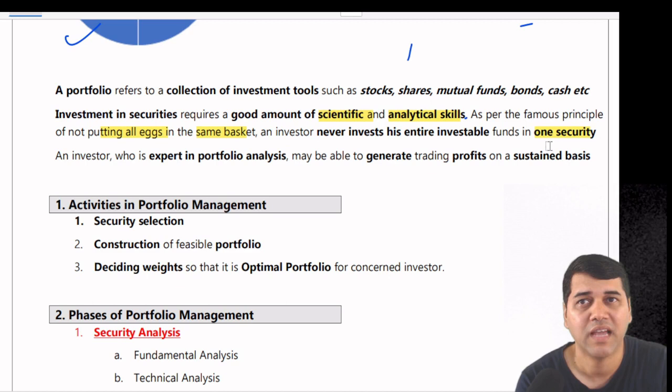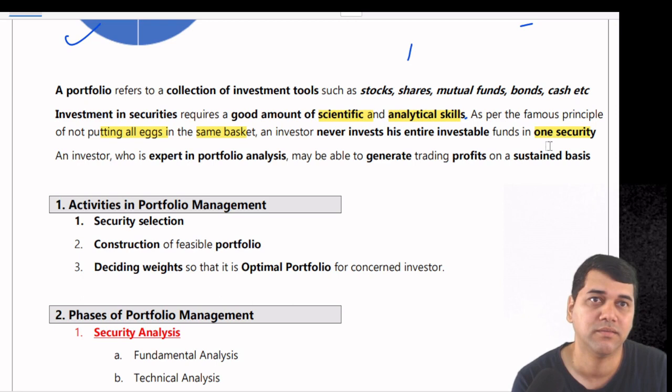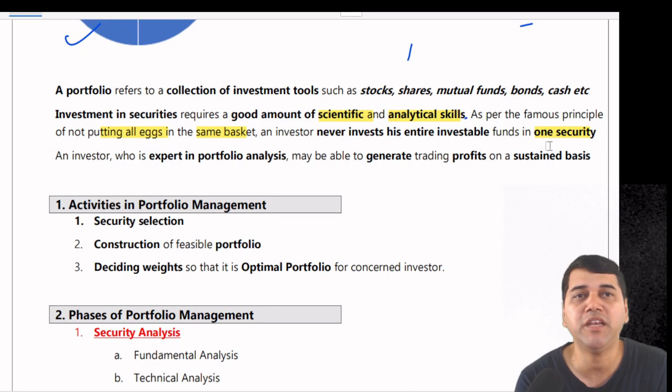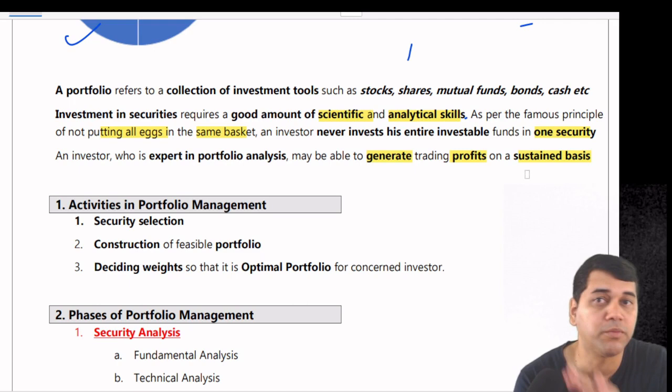I was purchasing shares, like a thousand shares of Tata Motors, a thousand shares of L&T, that foolishness again. Despite learning this lesson, I did not adopt it, and it cost me heavily. Followed? So this is the golden principle: don't keep your money in one place, distribute it. An investor who is an expert in portfolio analysis may generate profits on a sustainable basis. That's what you can be if you adopt these principles.